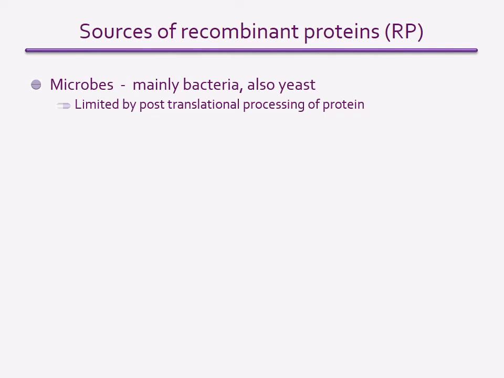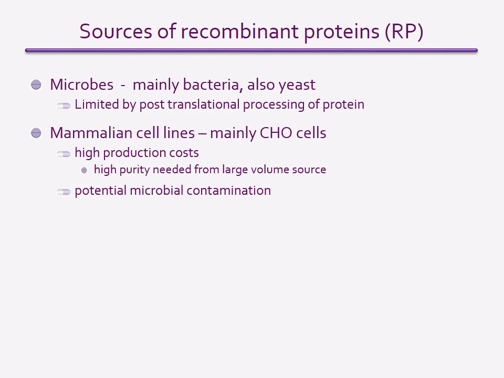So production of recombinant proteins has largely moved to mammalian cell lines, mainly to Chinese hamster ovary cells. But these cell lines generate quite small amounts of protein, and extracting the protein with a high level of purity can be difficult and costly. An alternative source is transgenic animals.